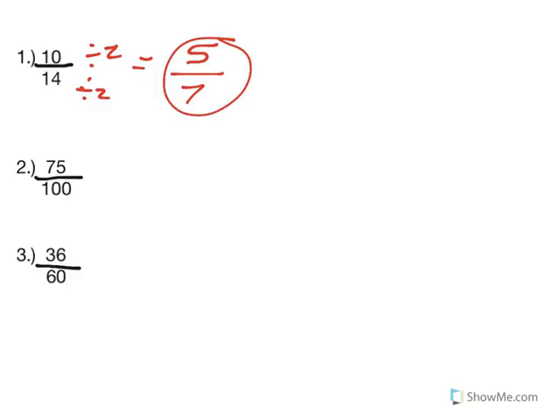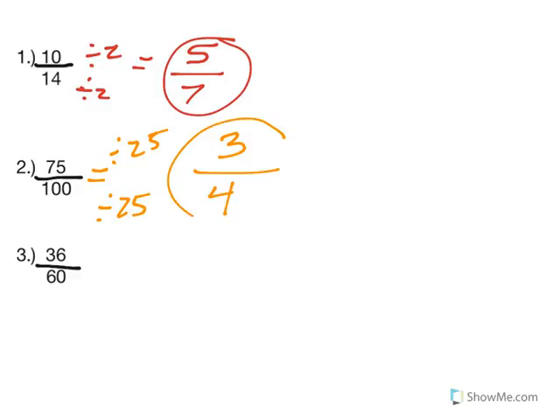When we look at number 2, 75 and 100, I recognize that they're both divisible by 25, because I think of quarters, right? There's 3 quarters in $1, and $1 is 100 cents. It's one way to think about it. 75 divided by 25 is 3, and 100 divided by 25 is 4. So our reduced fraction would be 3/4.